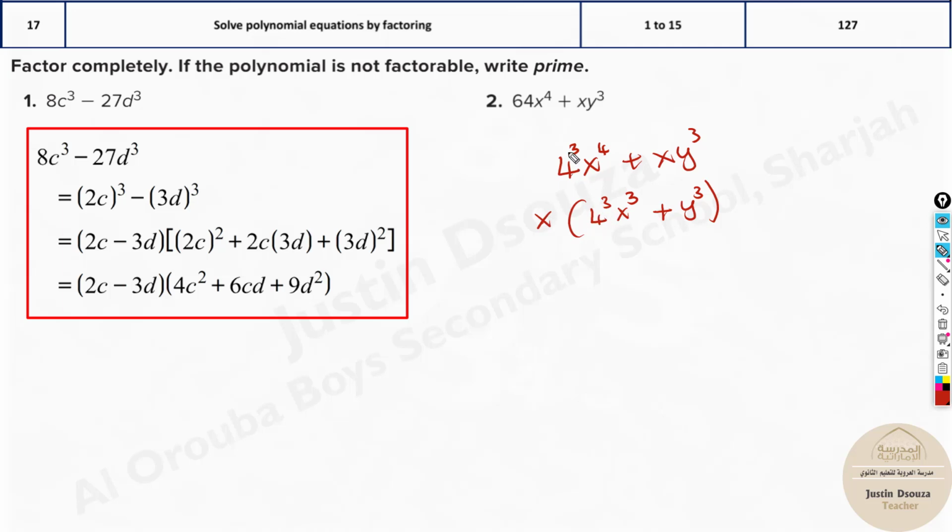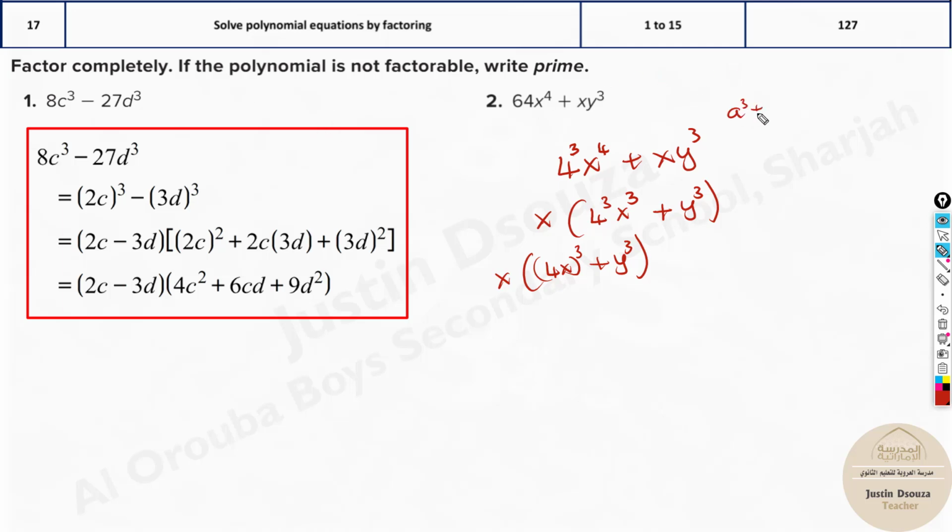If you multiply it over here, it's going to be 4 cube or 64, x to the power 4, because 3 plus 1 is 4. And over here, it will be x times y cubed. So this is the thing. Now let's write it as a whole. X times 4x the whole cube plus y cube. And now here it was some difference of cubes. Now we have to use sum of cubes formula. Write it up over here.